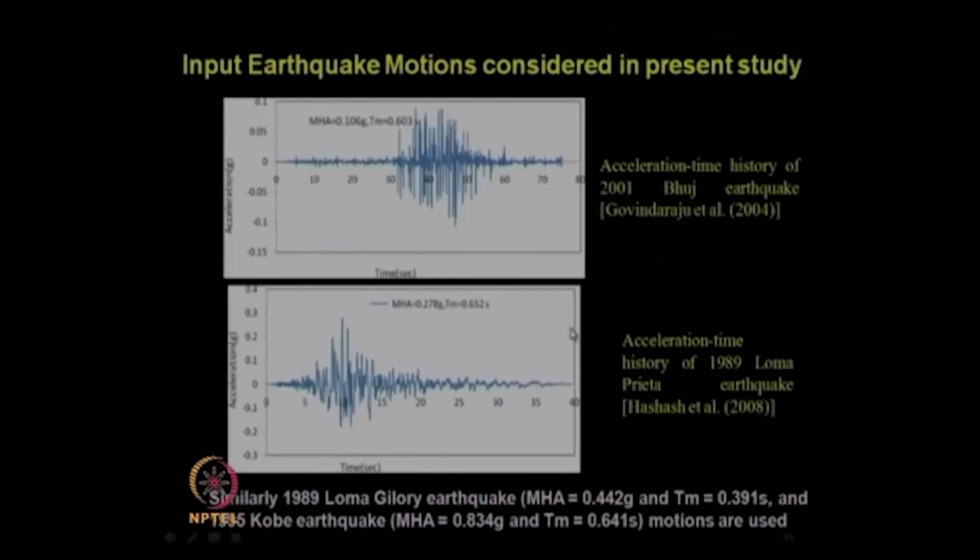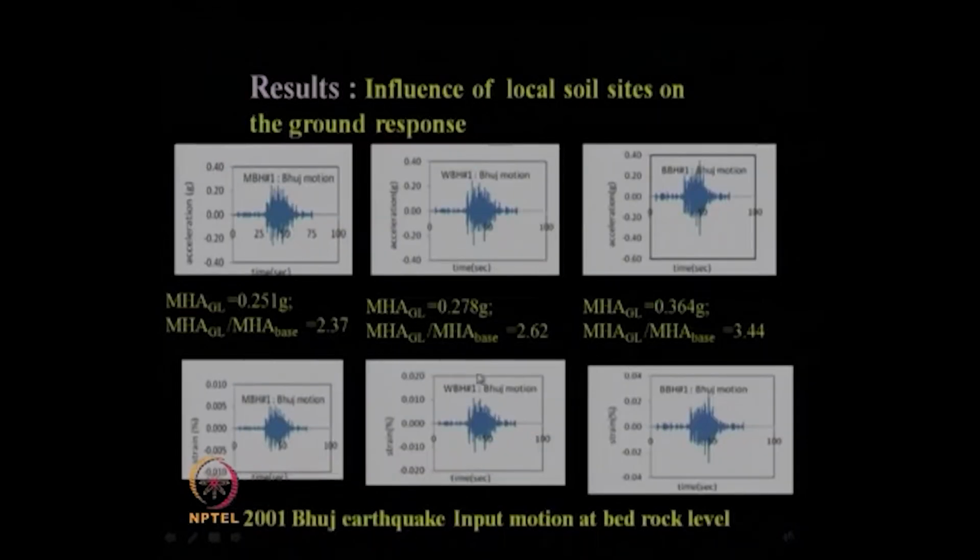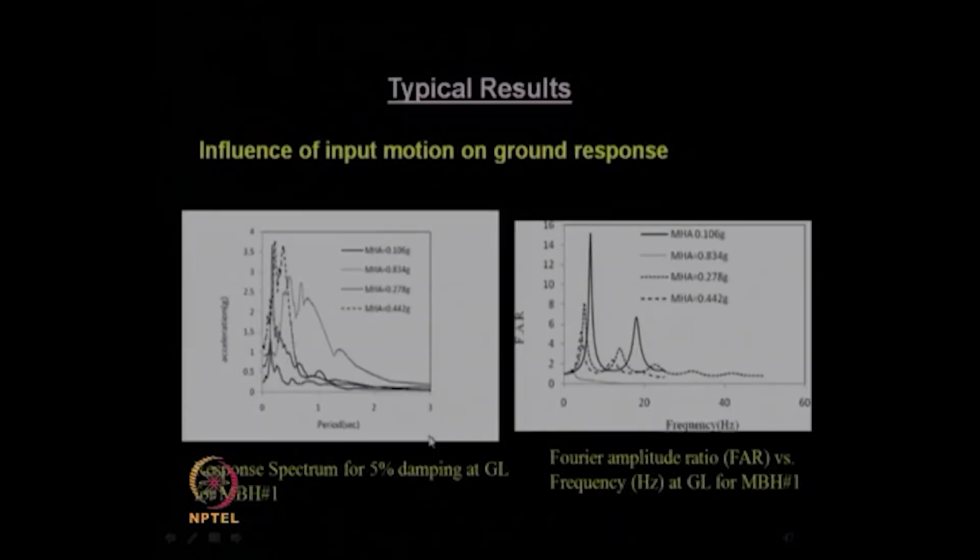Once you do this, you have to give the input earthquake motion. We have already mentioned that for ground response analysis, we used the Bhuj earthquake motion as well as the Loma Prieta and Kobe earthquake motions. Finally, the output was obtained for different borehole locations at different levels, like what is the amplification. This amplification, compared from the bedrock level to ground surface, shows how much the horizontal acceleration is going to get amplified, which we had also seen.